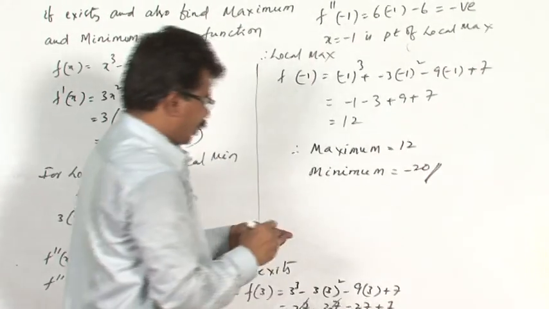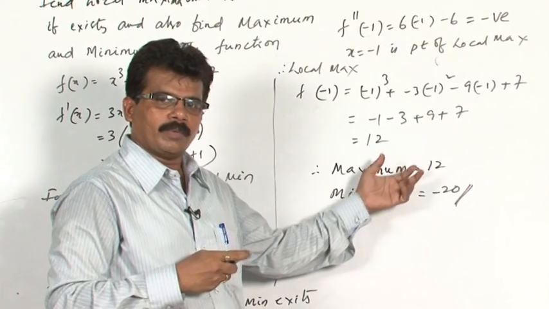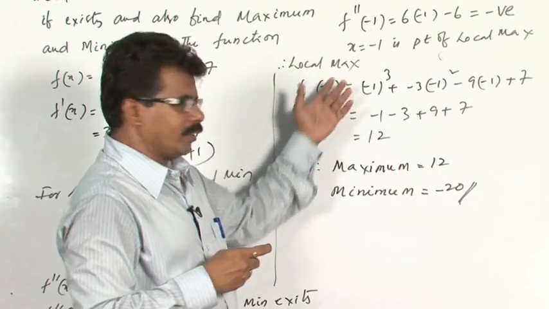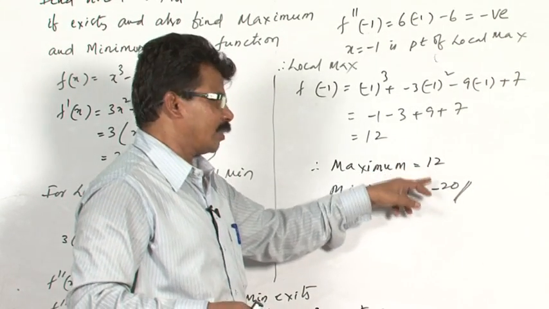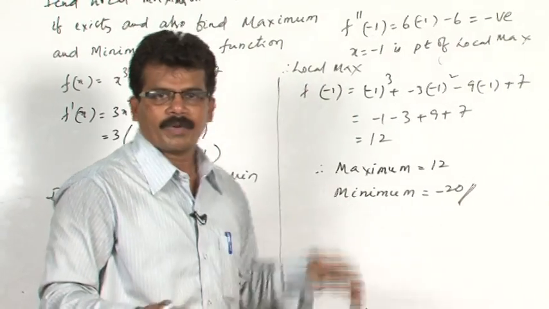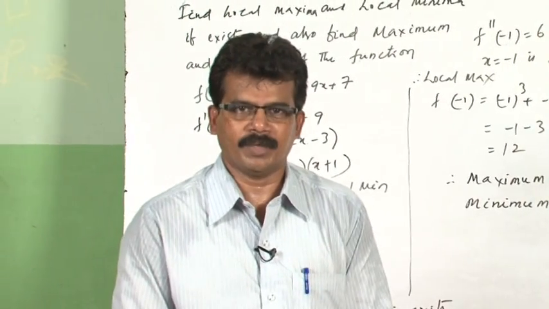So, do not think that a negative value will be minimum and a positive value will be maximum. According to the condition you have to calculate, do not think about the numbers. Sometimes this may be smaller, this may be greater. So, in this way we find local maxima and local minima.